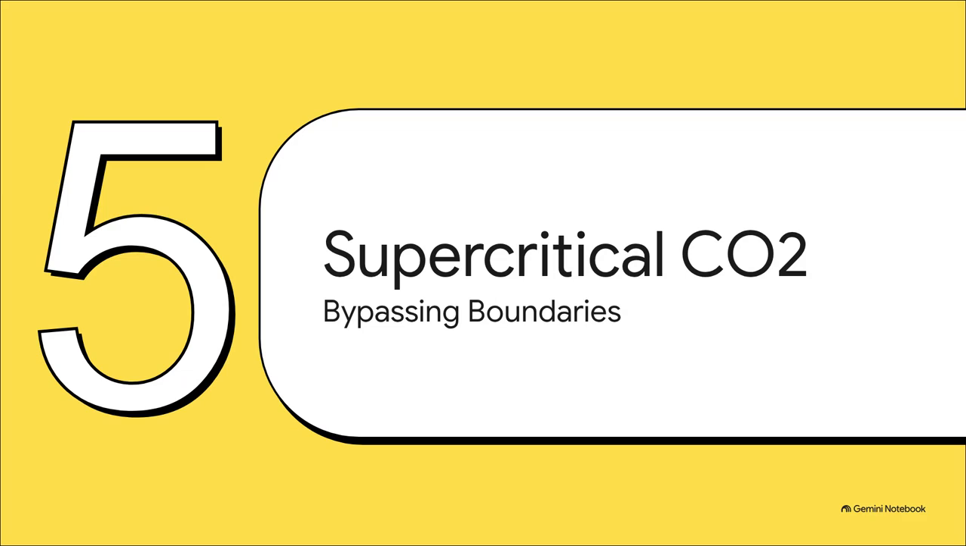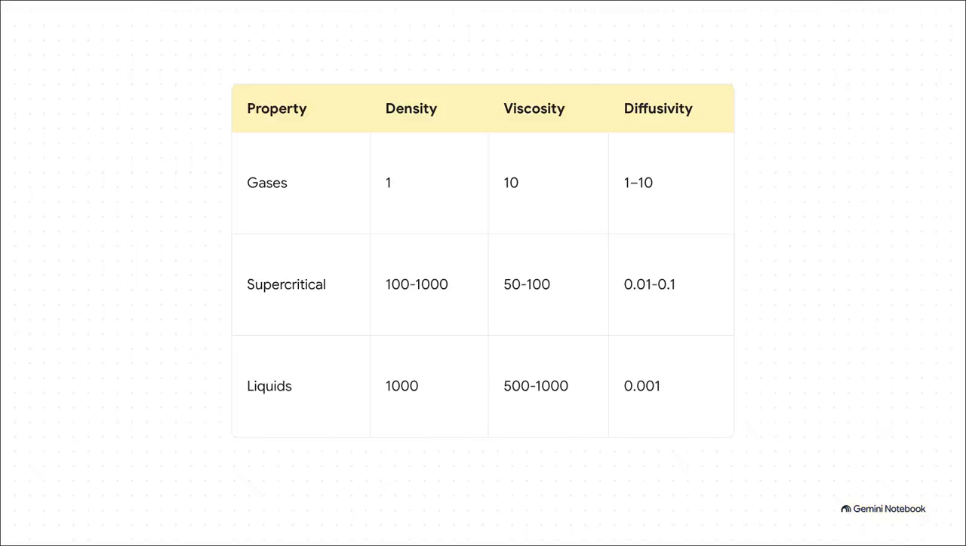Section 5. Supercritical CO2 microstructures. Bypassing boundaries. Okay, let's plunge into an extreme thermodynamic state where the actual physical boundary between a liquid and a gas just completely ceases to exist. It sounds like science fiction, but it's very real. If you take something common, like carbon dioxide, compress the heck out of it, and heat it past its critical point, it turns into a supercritical fluid. These things are absolute thermodynamic unicorns.